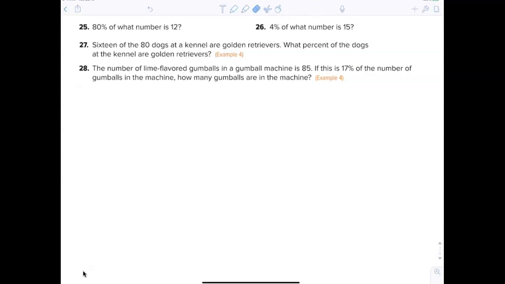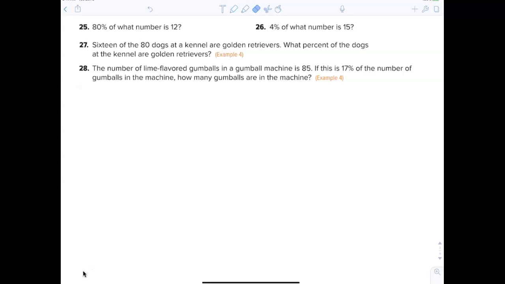So, Jackson, why don't you read 27? 16 of the 80 dogs at a kennel are golden retrievers. What percent of the dogs at the kennel are golden retrievers? So, how would I figure that out? How does your brain figure that out? Mental math. Good. Tell me what it is then. 20%. You're exactly right.